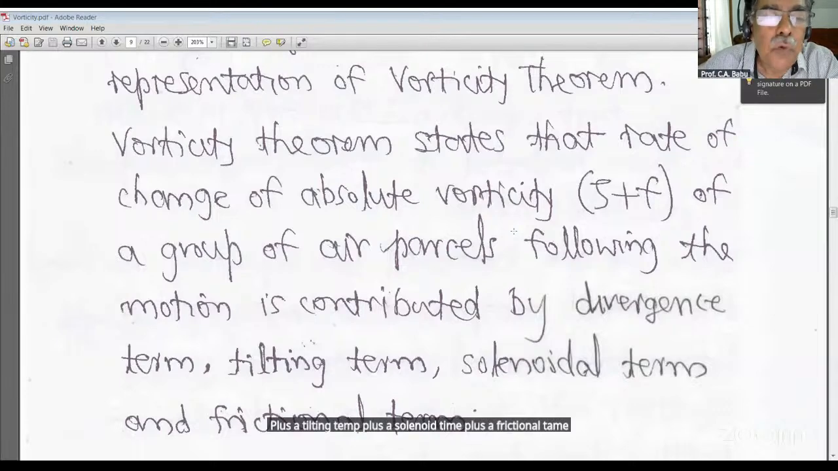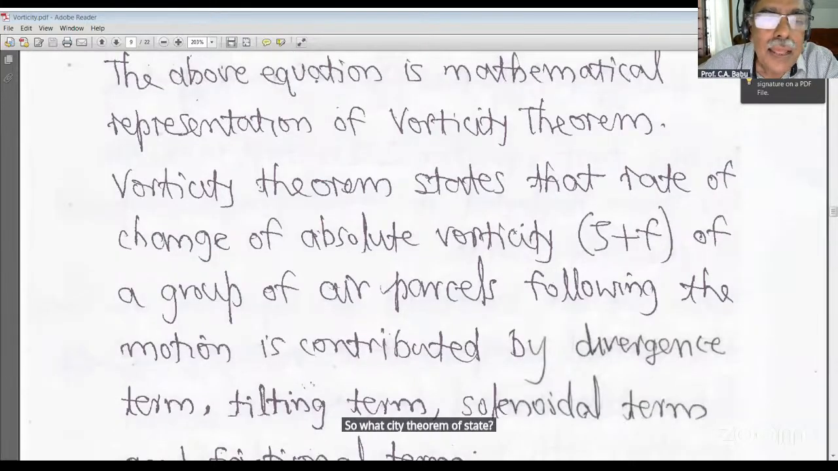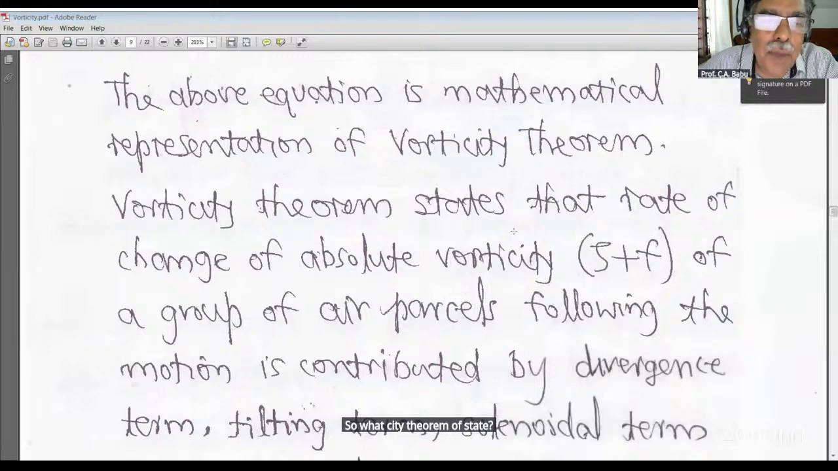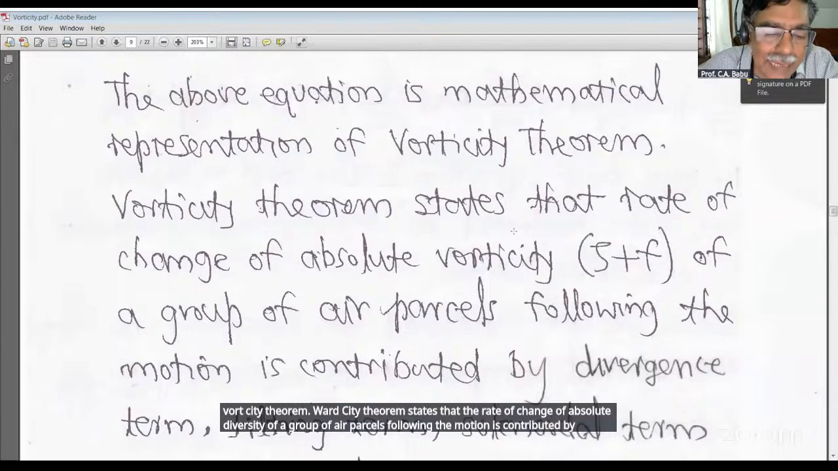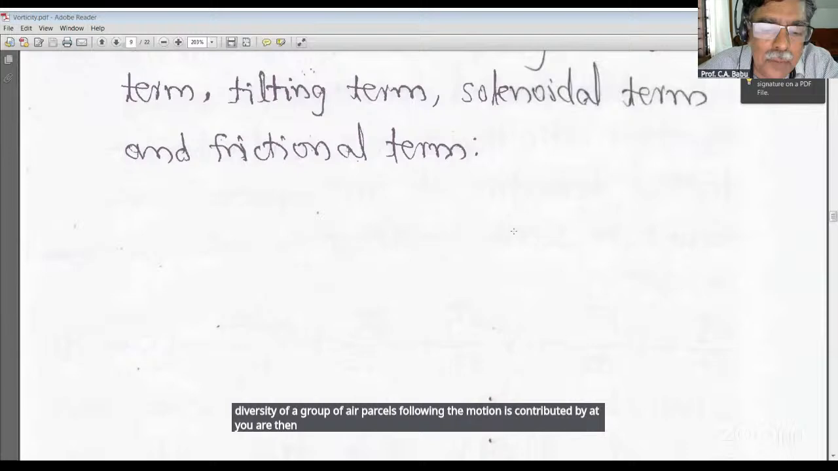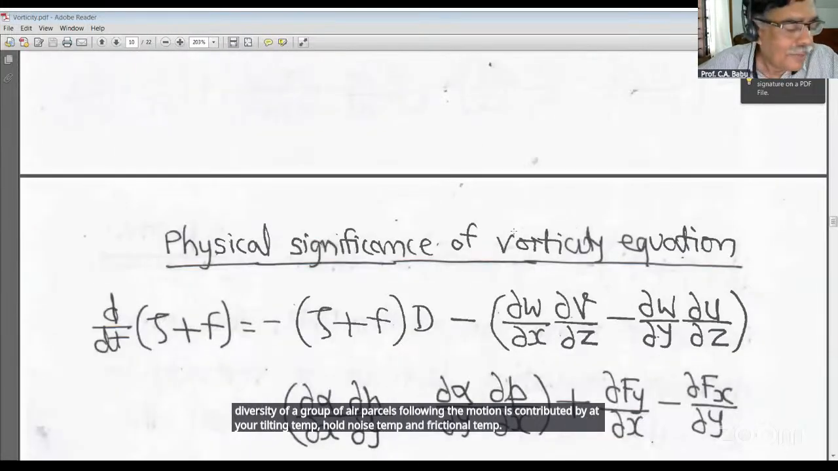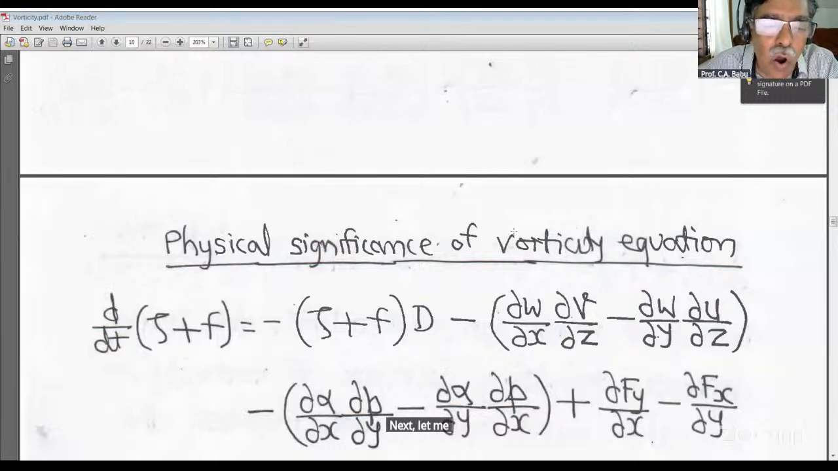So, vorticity theorem: the above equation is a mathematical representation of vorticity theorem. Vorticity theorem states that the rate of change of absolute vorticity of a group of air parcels following the motion is contributed by a divergence term, tilting term, solenoid term, and frictional term. Next, let me start discussions on physical significance of vorticity equation.